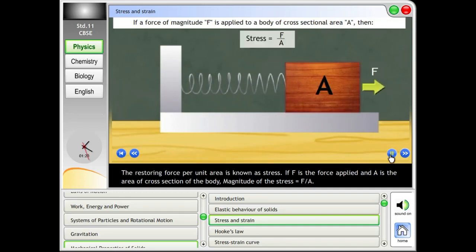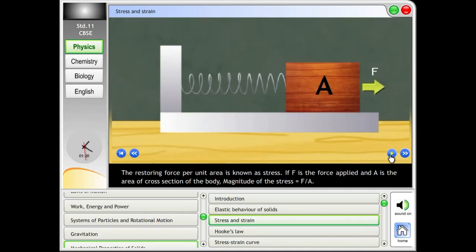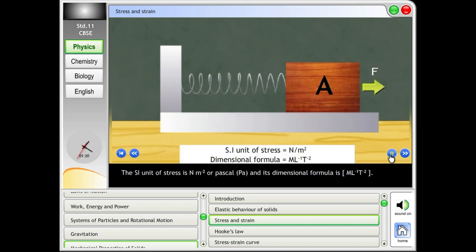If F is the force applied and A is the area of cross-section of the body, the magnitude of the stress equals F by A. The SI unit of stress is Nm^-2 or Pascal, Pa, and its dimensional formula is ML^-1 T^-2.